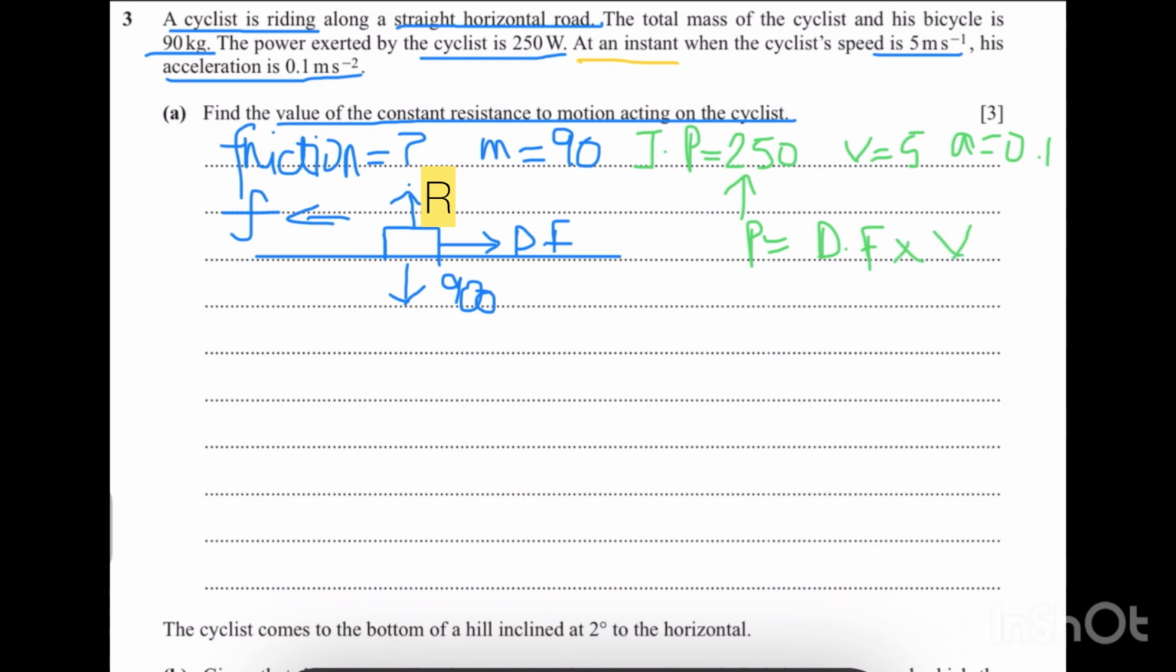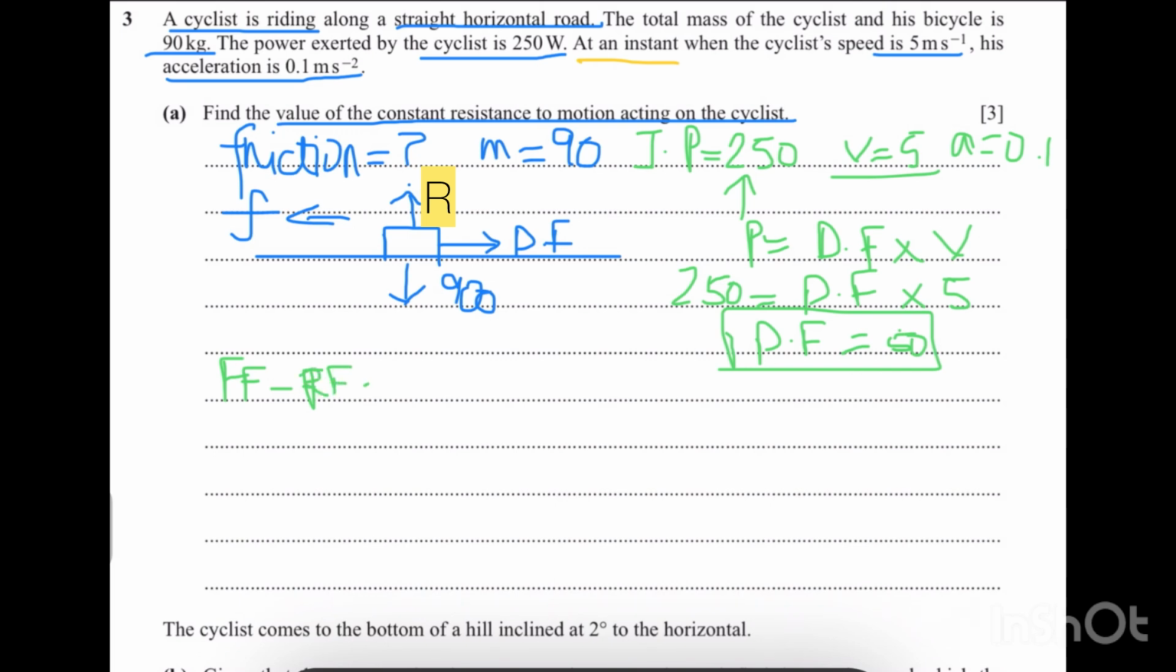So we have the total power, which is 250, and the driving force is missing, but we have the speed, which is 5. So that means the driving force is 250 divided by 5, which is equal to 50. But now we have to find the friction. For that we can use the forces formula, which is forward force, or the driving force, minus the resistive force is equal to the mass multiplied by the acceleration. We have the mass, we have the acceleration, and we have the driving force. So we can find out the resistive force, which in this case is friction.